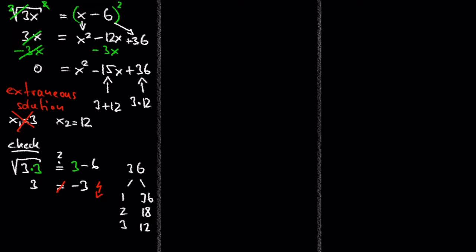Let's plug in the second solution, which is 12. The square root of 3 times 12 equals 12 minus 6. 3 times 12 is 36, and the square root of 36 is 6. 12 minus 6 is 6. 6 equals 6 is true, so 12 is a solution for this problem.